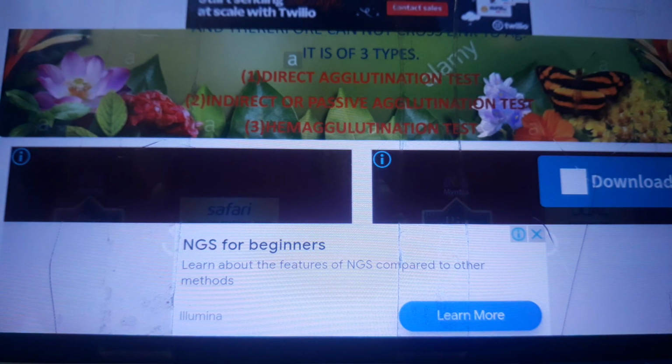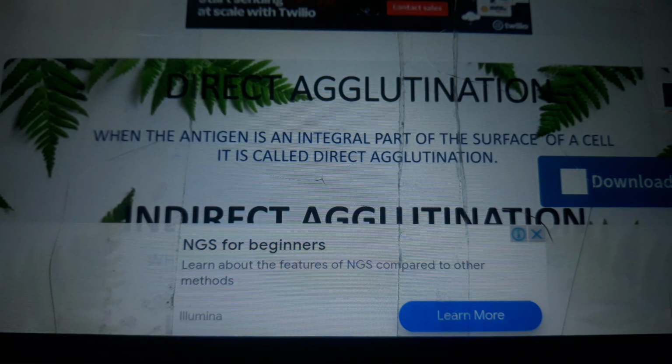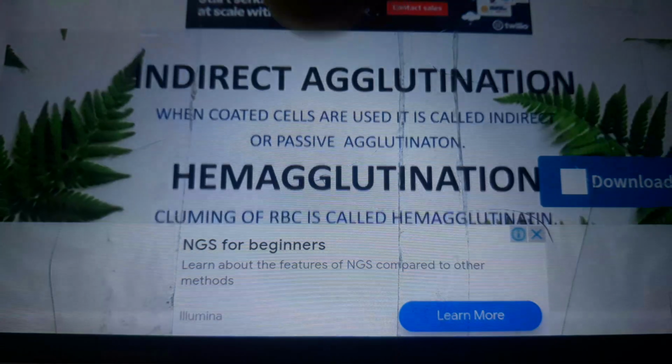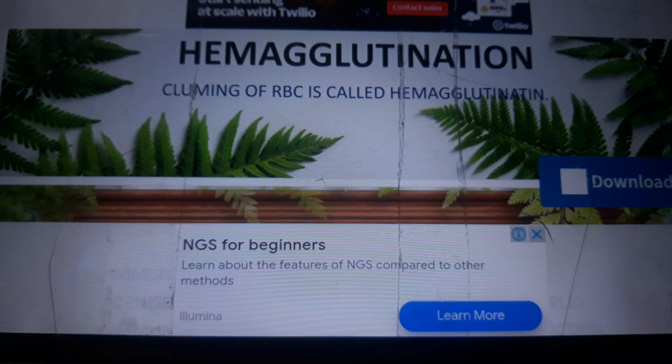Agglutination tests: direct agglutination and indirect or passive agglutination. When the antigen is an integral part of the surface of a cell, it is called direct agglutination. Indirect agglutination: when coated cells are used, it is called indirect or passive agglutination. Hemagglutination: clumping of RBCs is called hemagglutination.